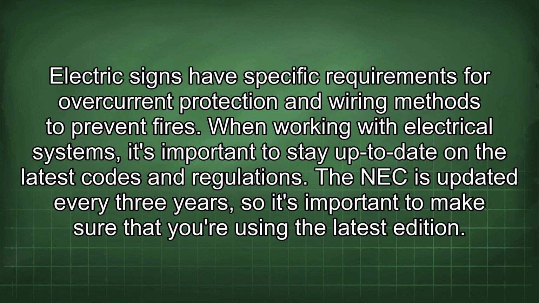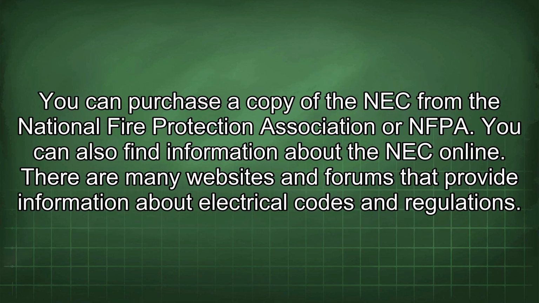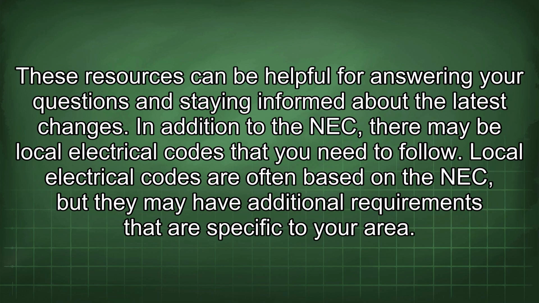When working with electrical systems, it's important to stay up to date on the latest codes and regulations. The NEC is updated every 3 years, so it's important to make sure that you're using the latest edition. You can purchase a copy of the NEC from the National Fire Protection Association or NFPA. You can also find information about the NEC online. There are many websites and forums that provide information about electrical codes and regulations. These resources can be helpful for answering your questions and staying informed about the latest changes.